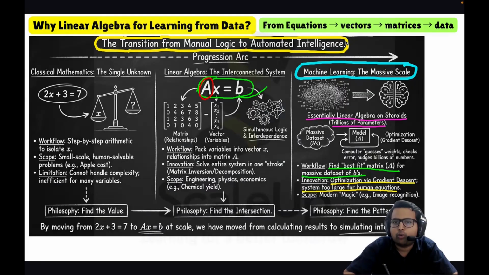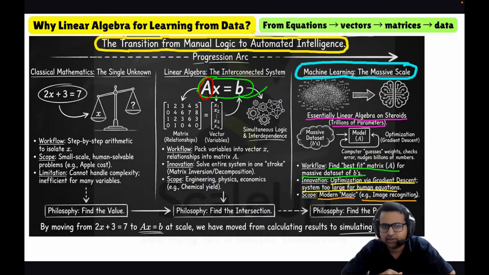Now, what is the scope of it? Scope of machine learning. It is the modern magic. Like, based on these billions of pixels, what is the probability that this is a picture of a cat? With machine learning, we can very easily do image recognition, classification, some sort of forecasting, some sort of predictions. So that's the scope of machine learning.